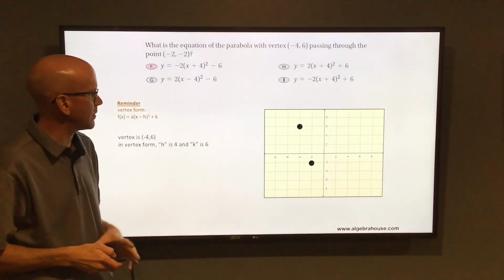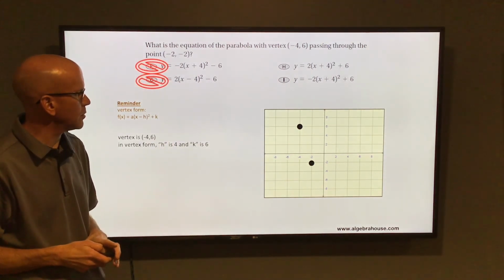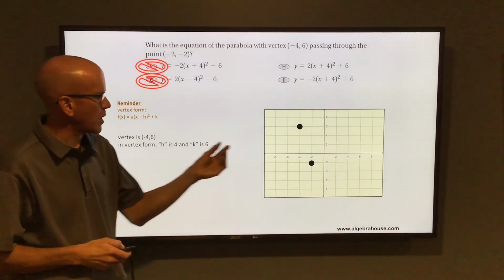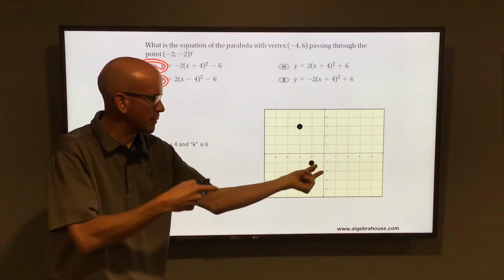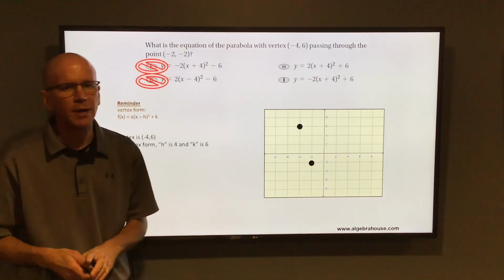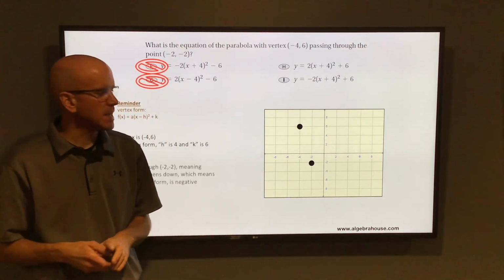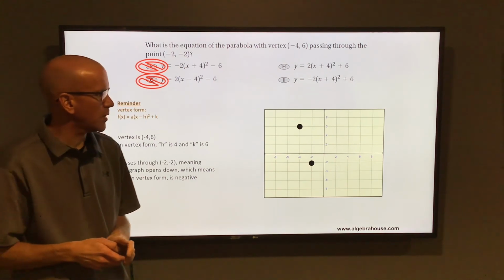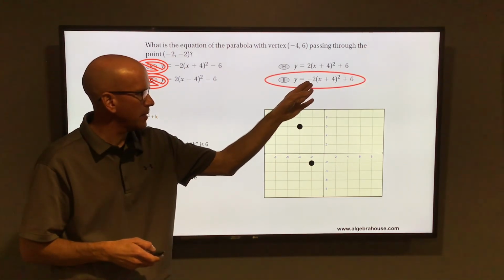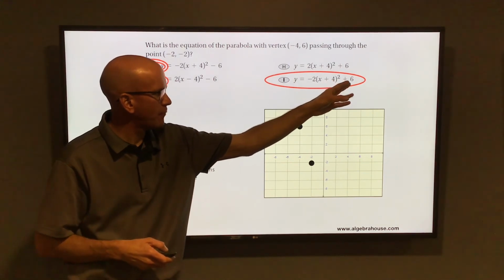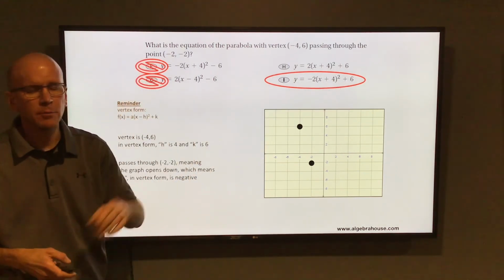You can throw letter F and G out because those don't match. Remember, this parabola opens downward because the vertex is the high point there, and the other point on the parabola is below that, so the parabola has to open downward, meaning the coefficient of the squared term would be negative. So with the coefficient of the squared term being negative, the vertex being at negative 4, 6, letter I would be the correct answer on that.